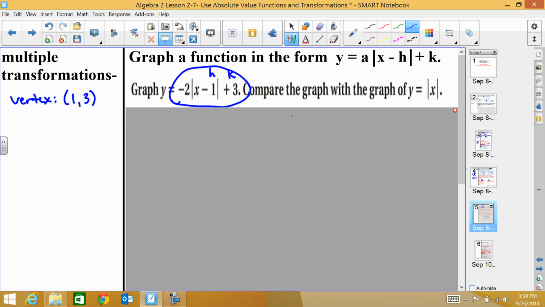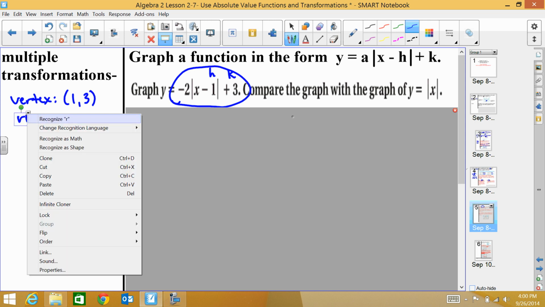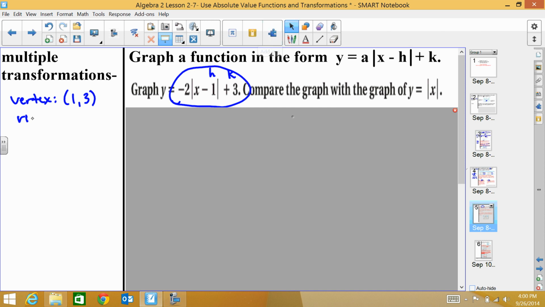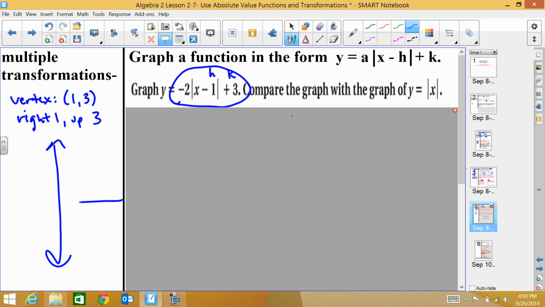Okay? Then that means that I'm going to go over 1 to the right and up 3. So I'm going right 1 and up 3. Okay, so on your graph, when you graph this, you're going to go right 1 and up 3. And that's going to be your vertex. Okay?